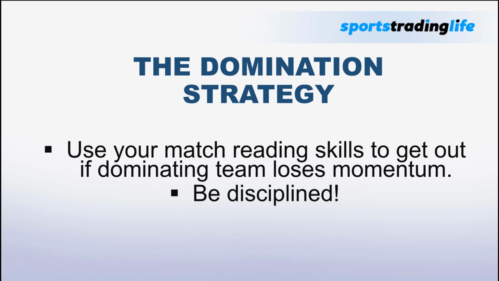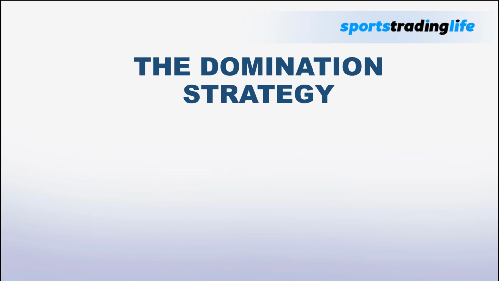A goal can go to the other team and they'll complain, but really all the warning signs were there, and you could have got out of the market. You could have remained disciplined and got out of the market once the warning signs popped up. But that's what you have to do. You really have to use your match reading skills to get out if the dominating team loses momentum. This is the big skill part of this sort of strategy here.